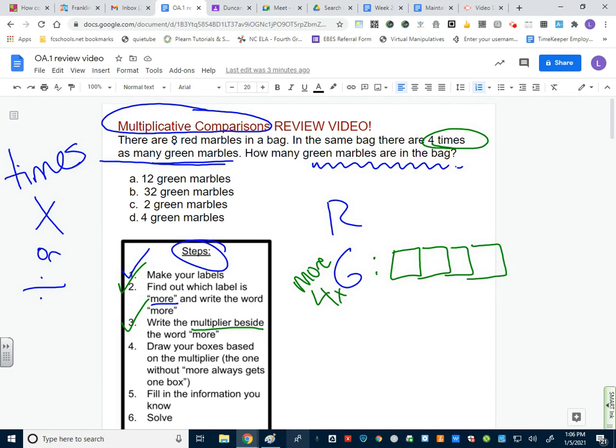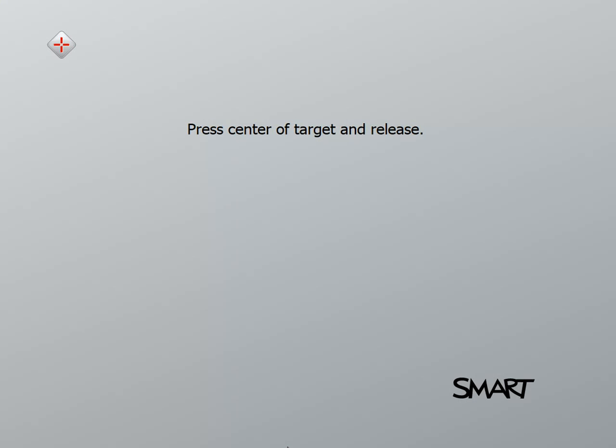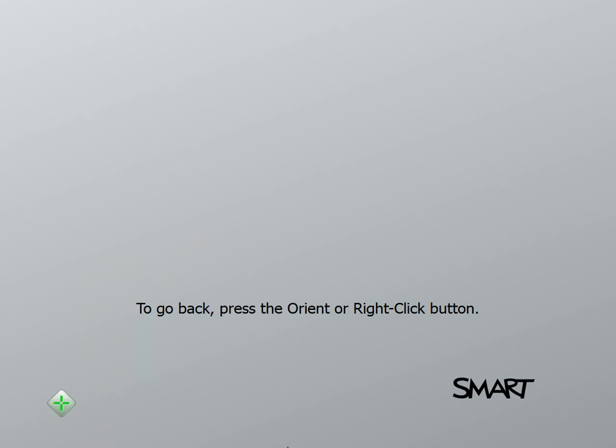Okay? My smartboard's a little bit off. So I want to make sure you guys can see it, so I'm going to reset it. I always have to do this every little bit because it just needs resetting.